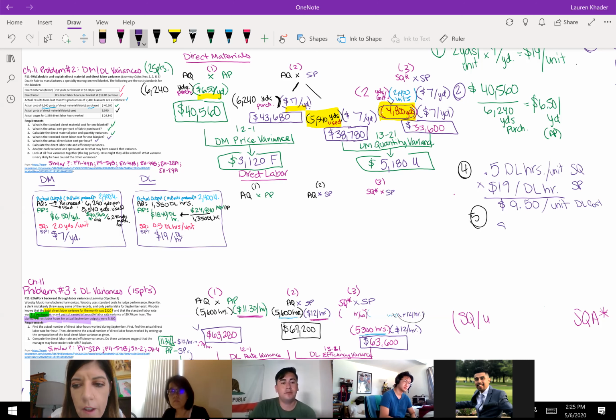For number 5, we had already calculated it. It's asking you what is the actual direct labor cost per hour. So it's the $24,840 in direct labor cost divided by 1,350 direct labor hours that were actually incurred. And we calculated $18.40 per direct labor hour.